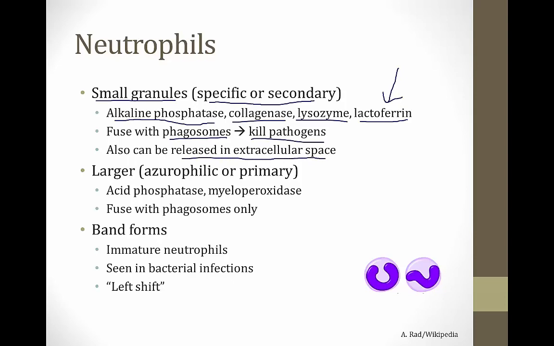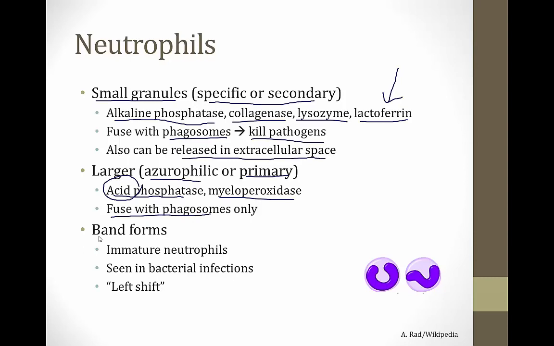The larger granules are called azurophilic or primary. These contain enzymes like acid phosphatase, which is an enzyme that can degrade proteins in an acidic environment, so they work very well in the acidic granules, and also myeloperoxidase, which is an important enzyme for the respiratory burst that kills bacteria. And these larger granules only fuse with phagosomes. They aren't released into the extracellular space.